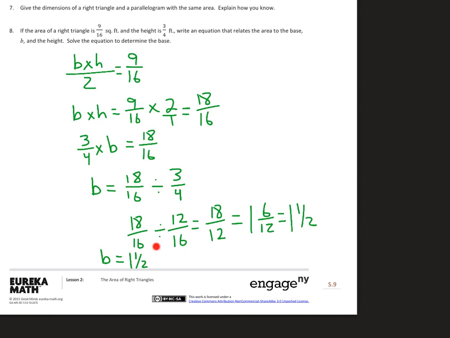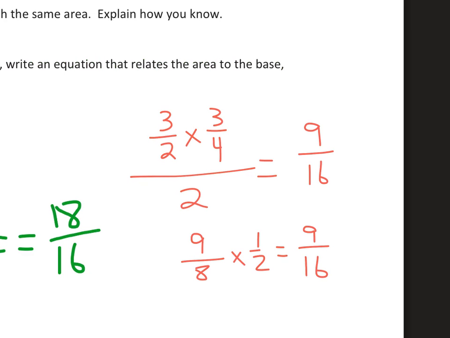When you do that, I made an equivalent fraction. 3/4 is 12/16. Now I have equivalent denominators, so it's just 18 divided by 12, which ends up being 1 1/2. So the base would be 1 1/2, the height would be 3/4, and when you multiply that and divide by 2, you get 9/16. And just to prove it, I plugged it in. 3/2 is 1 1/2 times 3/4, which is 9/8, and dividing by 2 is the same as multiplying by 1/2, and 9 times 1 is 9, 8 times 2 is 16ths, so you get 9/16.